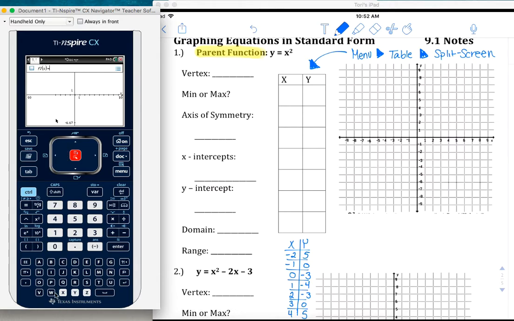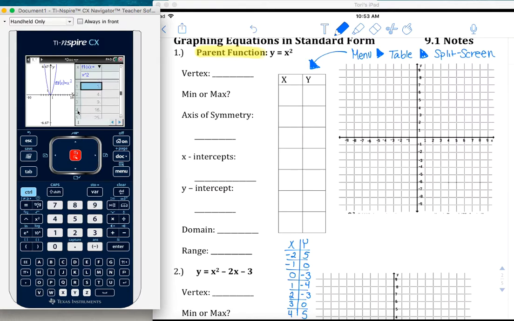We're going to type in our equation, x squared. You don't have to type the y equals, it's already holding the function. And you're going to press enter. Now, it gives us the graph. We know what it looks like, but we want the actual table values. So we're going to go menu. Go down, we want our table, and we want to just split the screen for right now, okay?